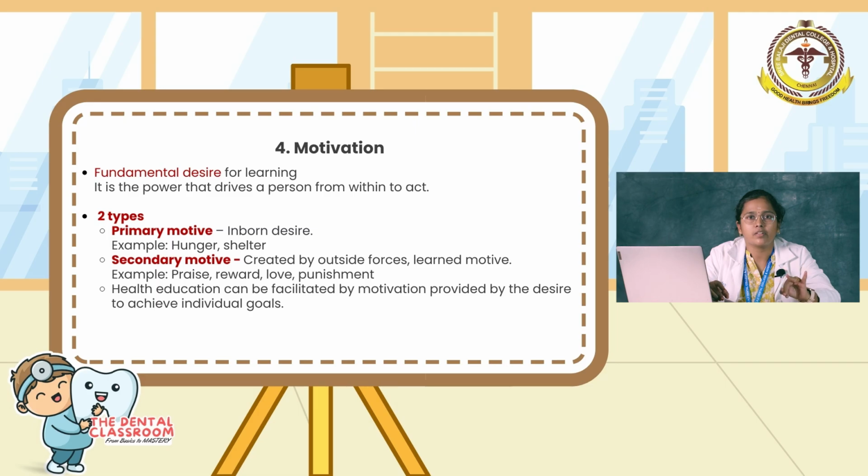Whereas a secondary motive always comes from an outside source. So, it needs a health educator or anything that is given from outside, for example a prize, reward, love, punishment, etc. Punishment is a negative form of motive, whereas a positive form of motive is love, prize or reward. So, health education can be facilitated by motivation provided by the desire to achieve these goals.